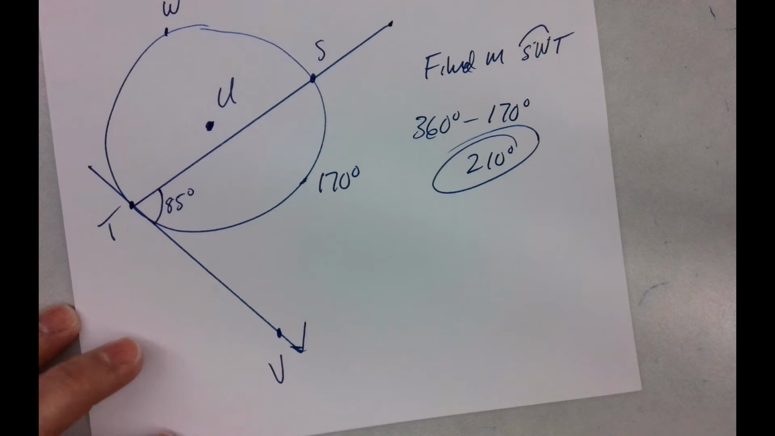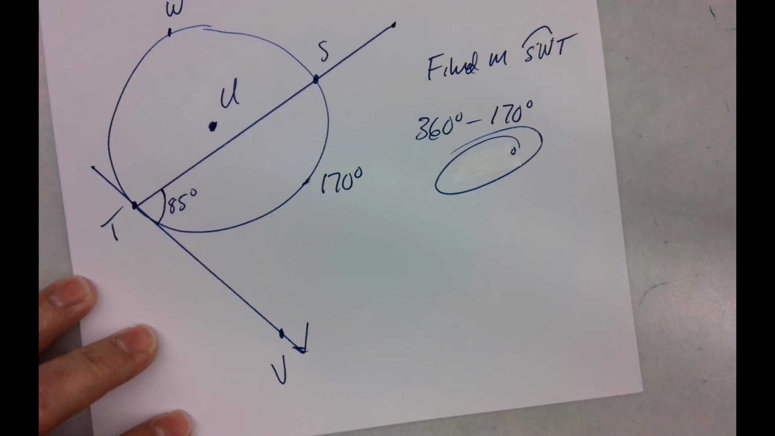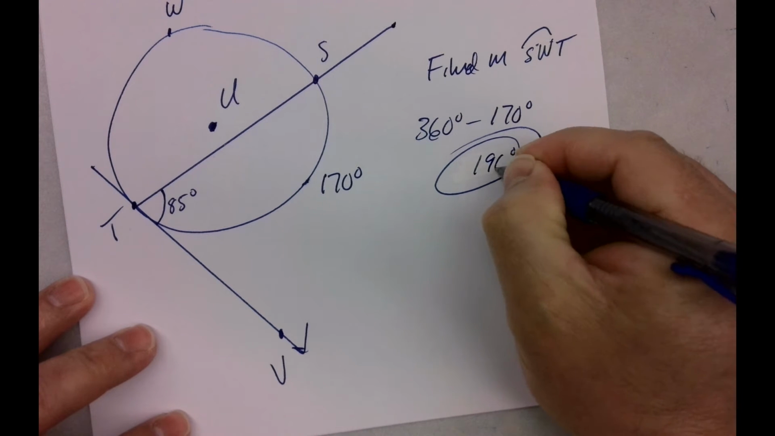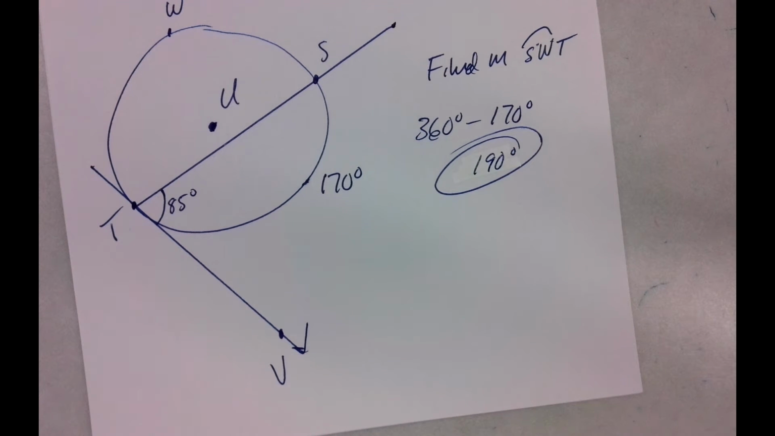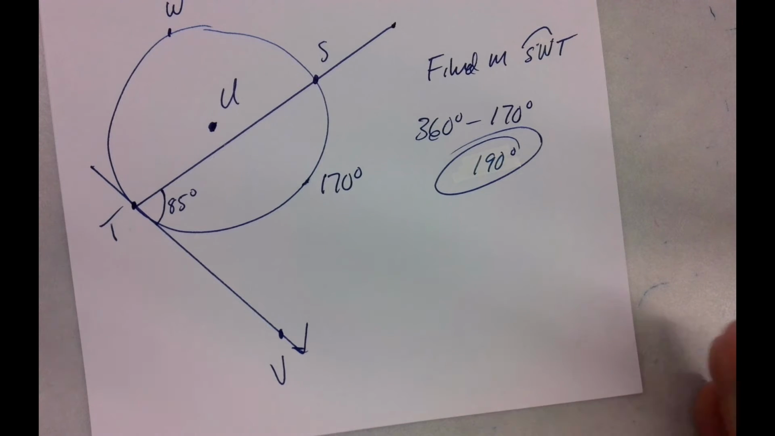Check that. I did 370 minus 160, didn't I? That would be the wrong answer. I appreciate you pointing that out, Christian. I meant 360, sorry. But really, is that really any different than what we did before? No, it's really not.